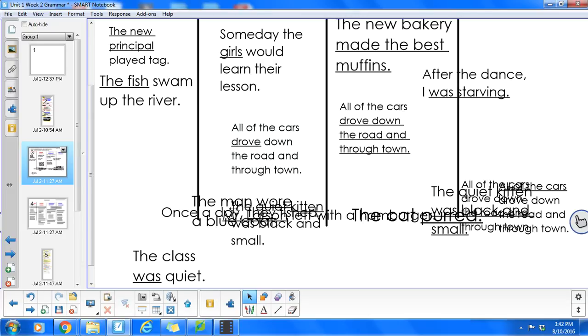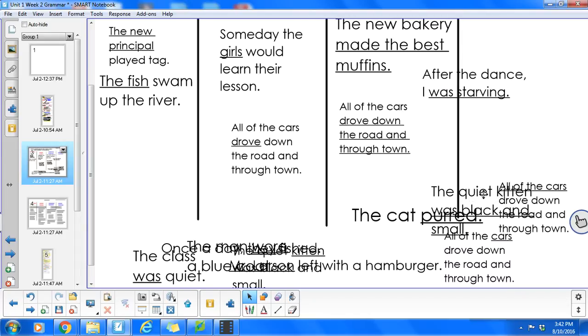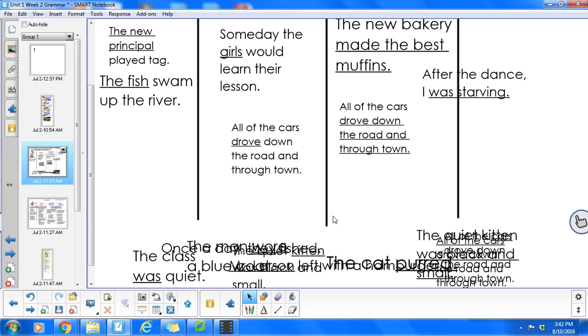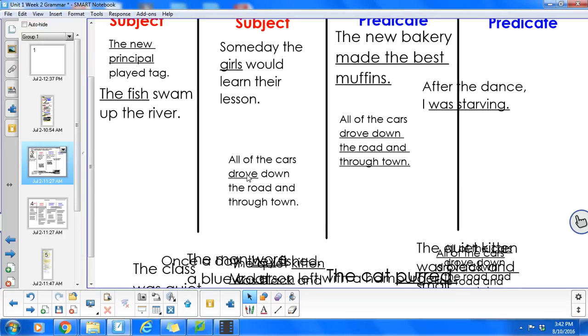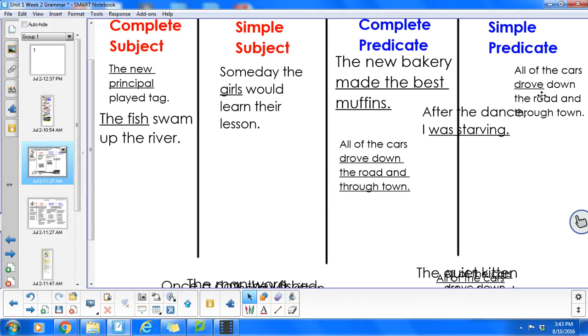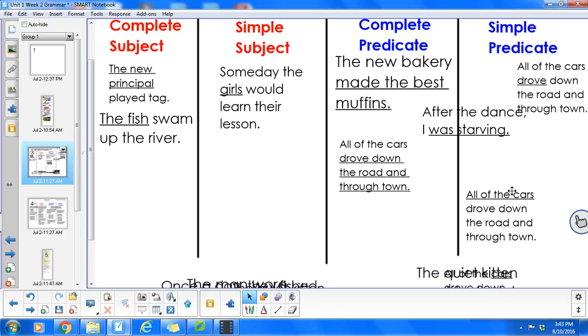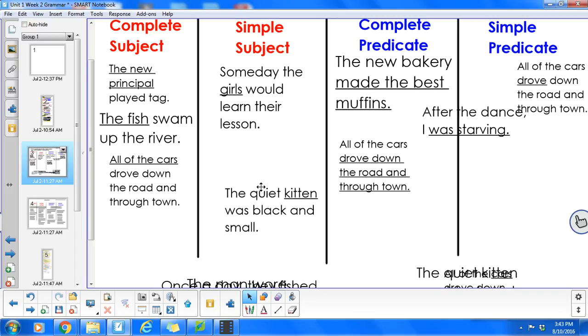Here's the same sentence, but we have something else underlined. I'm going to move these other sentences down for us. This one has all of the cars drove down the road and through town. So let's look at our options. This one tells you exactly what the cars did. They drove. So that's a simple predicate. How about this one? All of the cars. Did you say complete subject? Or how about this one?